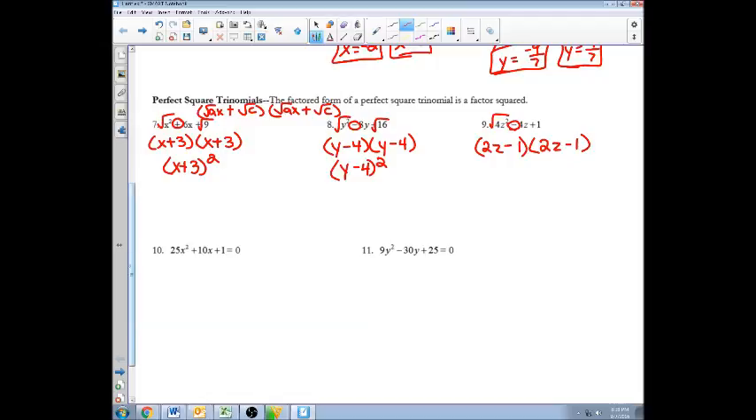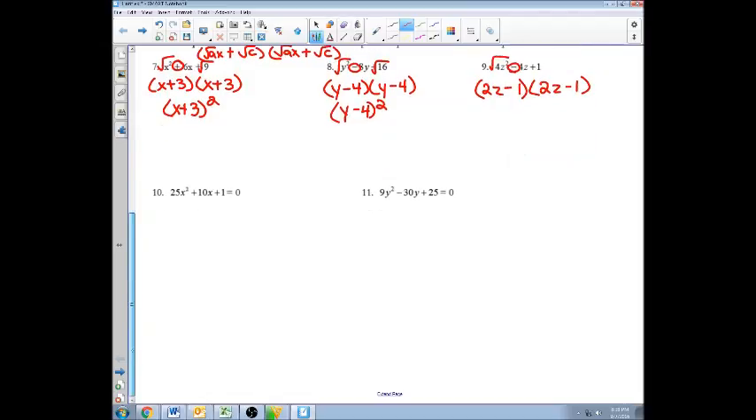Now on to 10. This is set equal to 0, so that means I need to solve it. All right? The first step is to check and see if I have a GCF. In this case, I will not have a GCF. The second step would be to see, is 25x squared a perfect square? It is. The square root of that would be 5x. Is 1 a perfect square? Yes, it is. The square root of that would be 1. My sign is positive, so it would be 5x plus 1 times 5x plus 1 is equal to 0. I can rewrite that as 5x plus 1 squared is equal to 0.